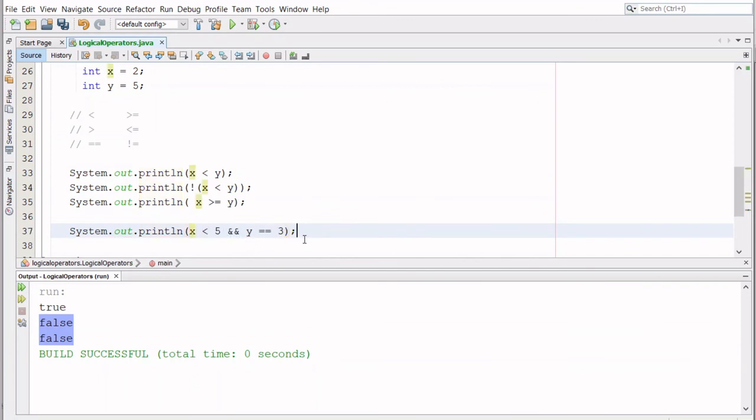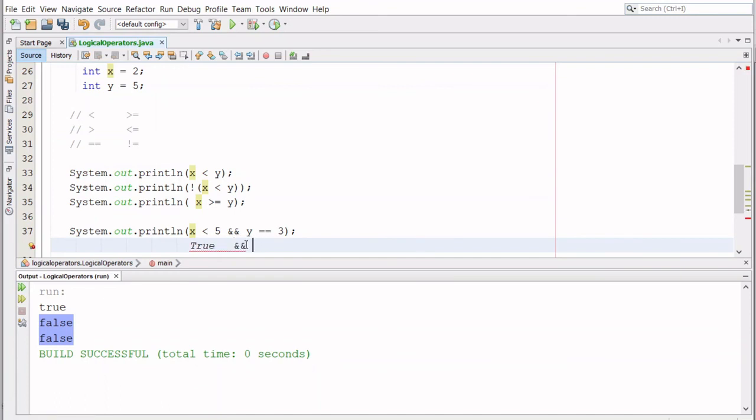Now, if we were to trace the outcome of this expression, the first statement here says x is strictly less than 5. Is that true? x is equal to 2. Is 2 strictly less than 5? Yes, so that is true. Now we add the and operator here. So we have the next expression, which is y equals 3. Now, is y equal to 3? y is equal to 5, so the outcome of that one is false.